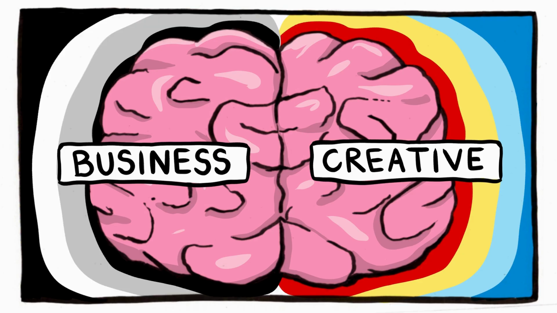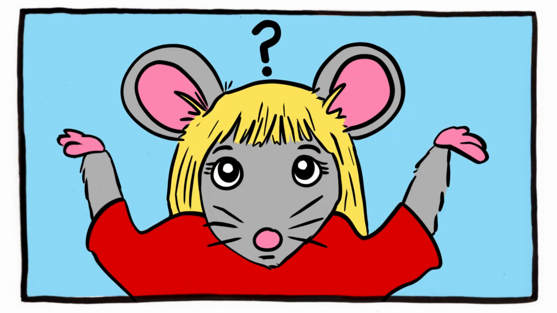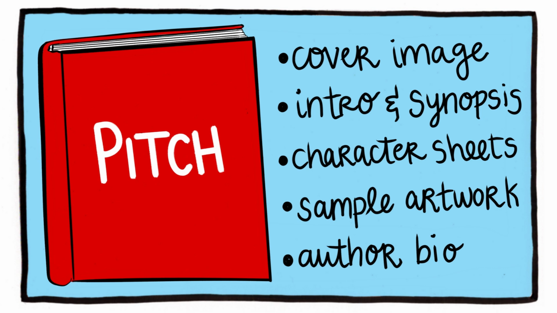Now it's time to take a look at the business side. How do I get published? Asked Maci Mouse. One way is to create a pitch and get it into the hands of the publisher. The pitch should contain a cover image to draw readers in, an introductory page that includes an elevator pitch for the story, a brief synopsis, character sheets to describe the major characters, sample art, and an author bio with contact information. It's important to have the publishers buy the filling of the book. Use the pitch to sell the story and get others to believe in it.